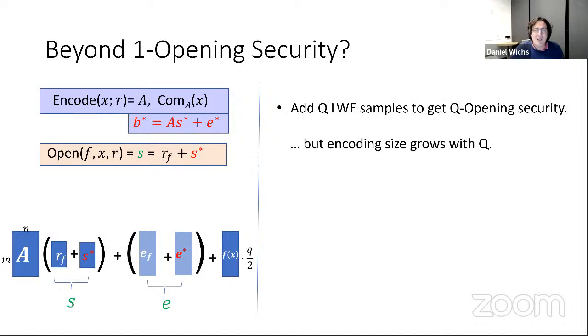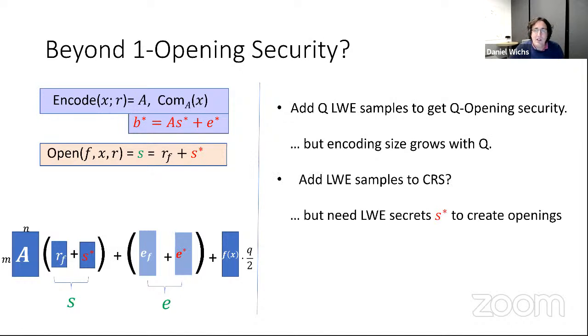It has to be independent of that. So that doesn't work. Another idea you might have is, so far we haven't used any kind of a common reference string. We are allowed to use one. Why not add these LW samples to a common reference string? So we are allowed to use a common reference string, but in this construction, you also need to know the secret S star for the LW sample B star that's part of the encoding. And if these LW samples were just in the common reference string, you wouldn't have any secrets associated with them. So that doesn't work either.